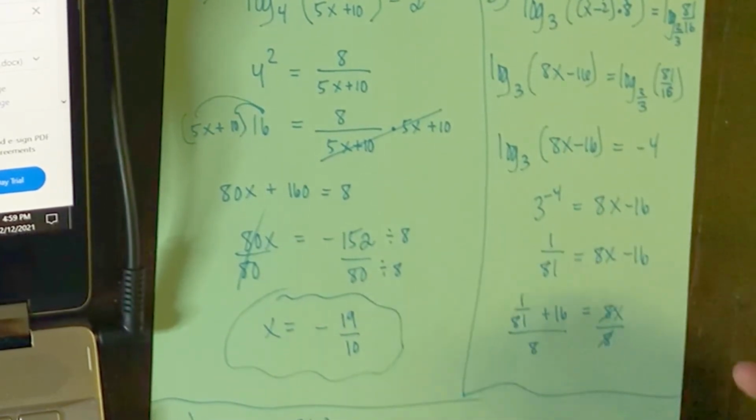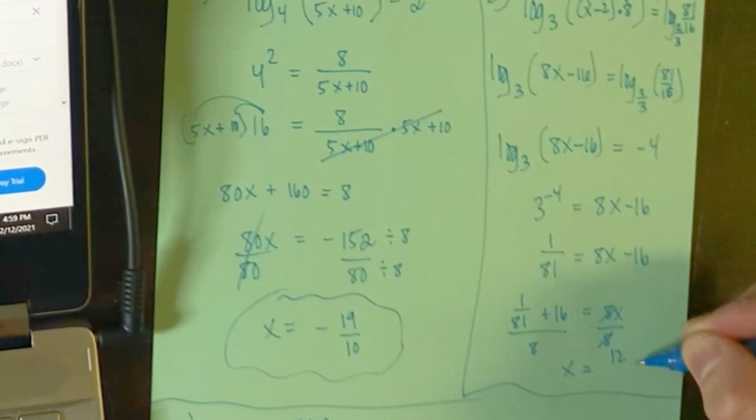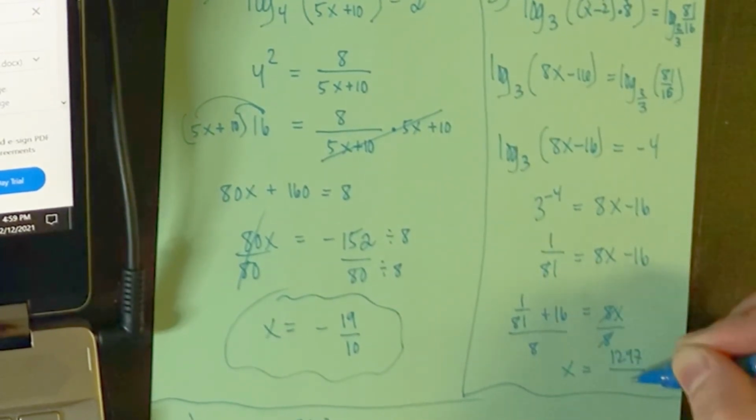These are gone. And honestly, just type all that crazy looking stuff into a device and it'll say whatever the answer key says. So x equals 1297 over 648.